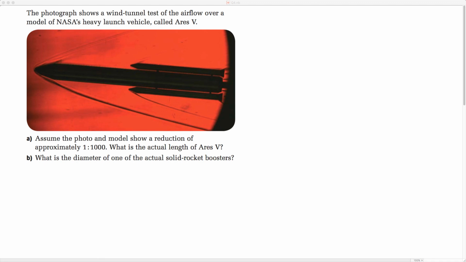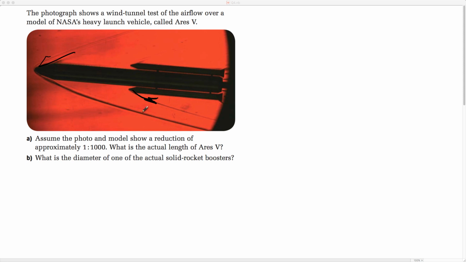In this question, we have a photograph of a wind tunnel test of airflow over a heavy launch vehicle called Ares 5. I don't know too much about that, but this is a picture of it inside a wind tunnel, and you can see the shock waves of the wind as it moves across it. What we want to do is find the actual length and the actual diameter of the boosters. So this is supposed to be a reduction.